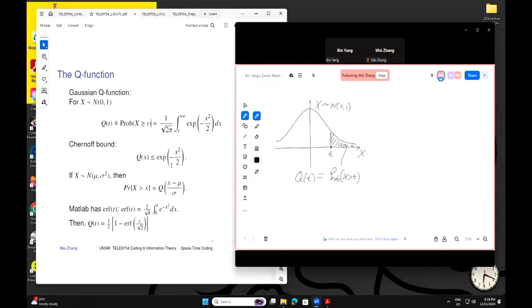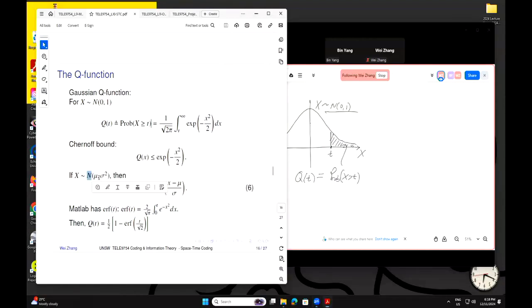And then you may wonder, this is only for the Gaussian distribution with 0 mean and unit variance. So how about the general Gaussian PDF? How about we have the Gaussian PDF with mean value mu and variance sigma square? Can we also use this Q function? Yes, we can do that. But the first step, you need to normalize this random variable to be the same as the normal distribution with 0 mean and unit variance. So that's why here we need to define.